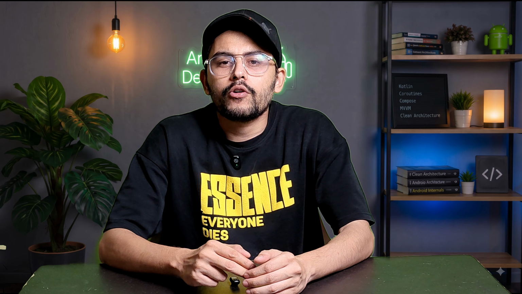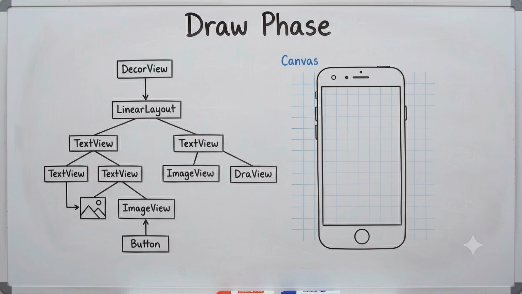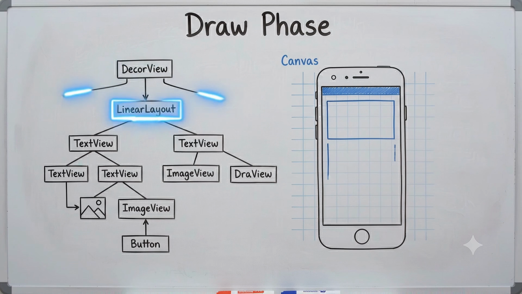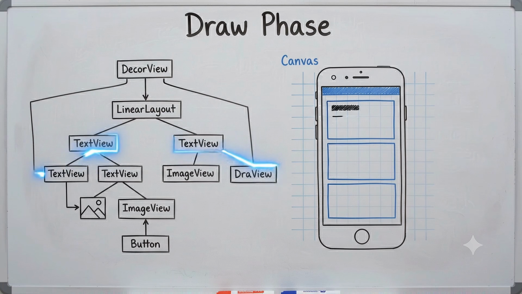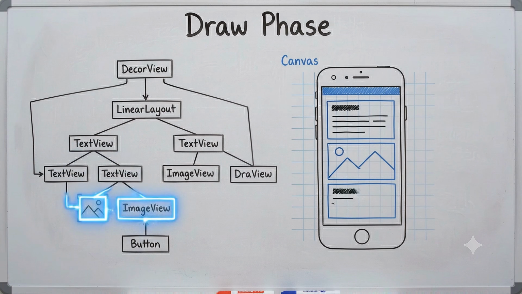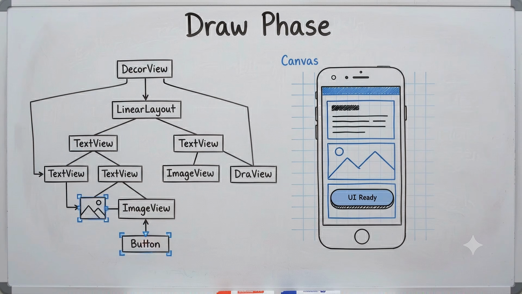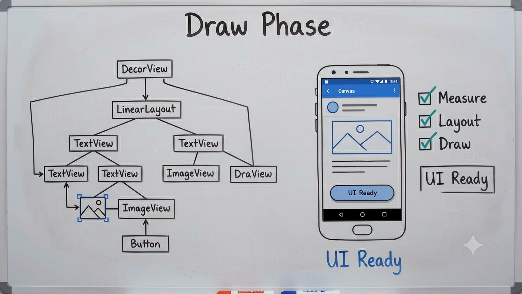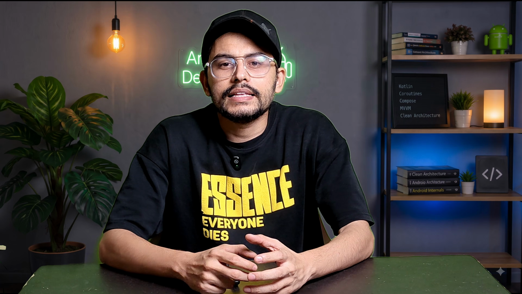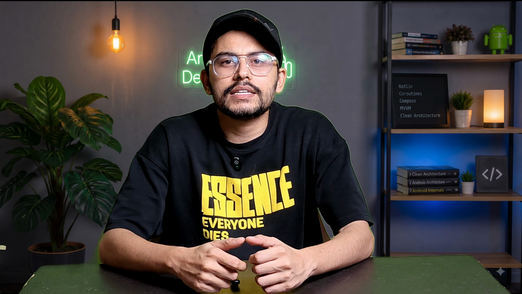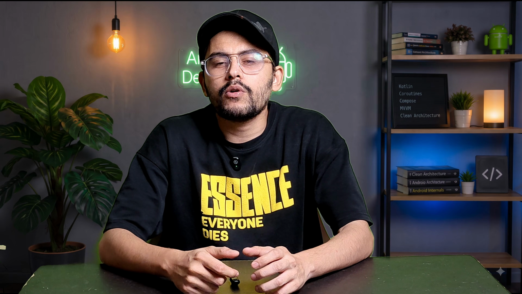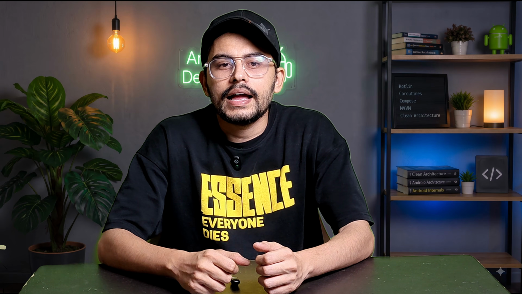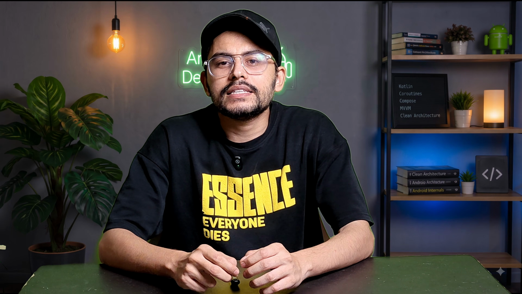At this point, Android provides a canvas and every view draws itself onto it. Backgrounds, text, images, borders, shadows, and every other visual element are rendered in this stage. Only after all three phases, measure, layout, and draw, have completed does the final UI become visible on the screen. Understanding this rendering pipeline is essential because in the next section, we will see how methods like invalidate and requestLayout interact with these phases and why they play such an important role in a traditional view system.